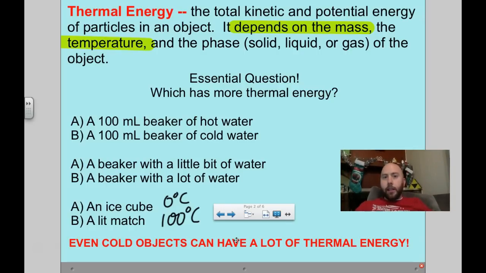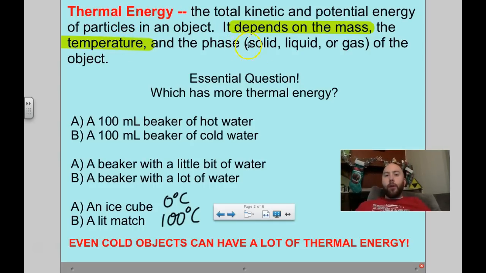Clearly the answer is all of outside. Even though outside's colder, there's so much more mass. You have the entire world outside. You're just in one room, which may be hotter, but there's only so much mass. It's so tiny compared to everything that's outside. So again, all objects, whether they're hot or cold, have thermal energy. It's just that the more mass you have, the more thermal energy you have, and the higher your temperature, the more thermal energy you have.